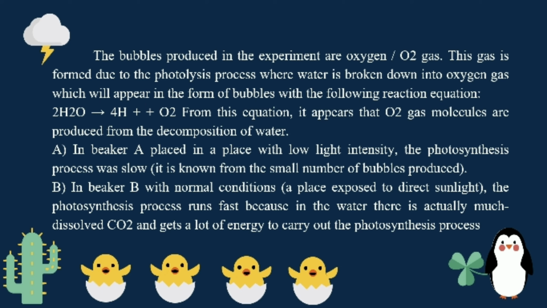In Figure A, placed in a place with low light intensity, the photosynthesis process was slow. It is known from the small number of bubbles produced. In Figure B, under normal conditions, a plant exposed to direct sunlight, the photosynthesis process runs fast because in the water there is much dissolved CO2 and the plant gets a lot of energy to carry out photosynthesis.